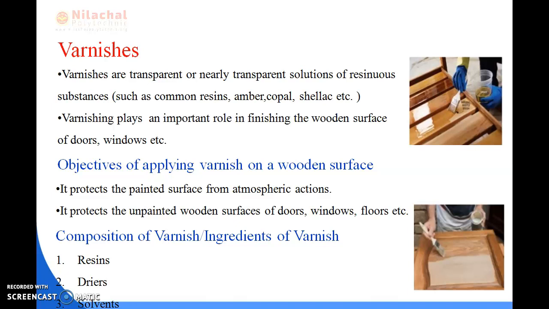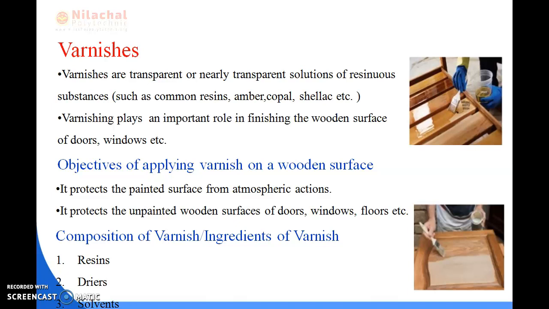So what are the resinous substances? They are amber, copal, shellac. And these varnishes are mainly applied on the wooden surfaces of doors and windows. So what are the objectives of applying a varnish on a wooden surface? It protects the painted surface from atmospheric actions and it protects the unpainted wooden surfaces of doors, windows, floors, etc. So what are the compositions or the ingredients of varnishes? First is resins.